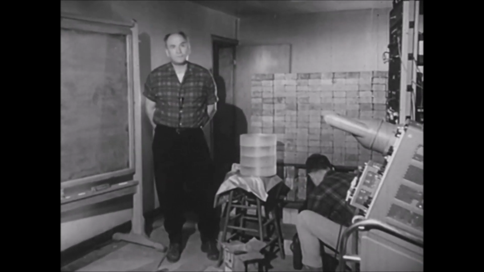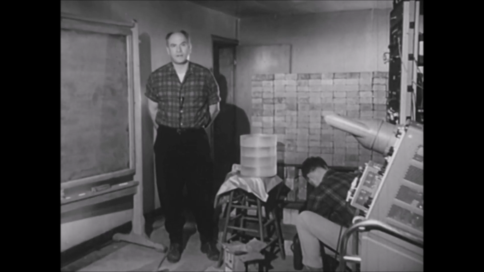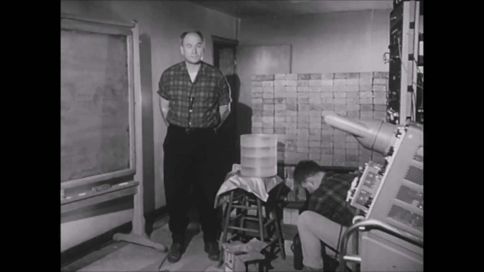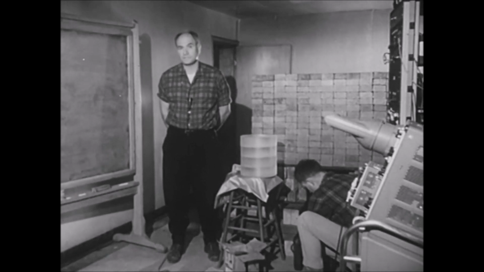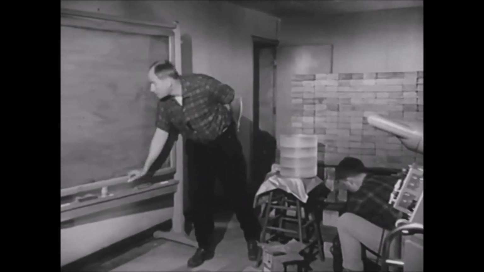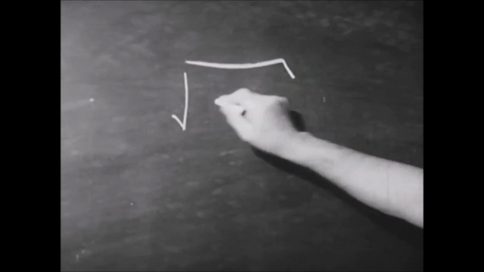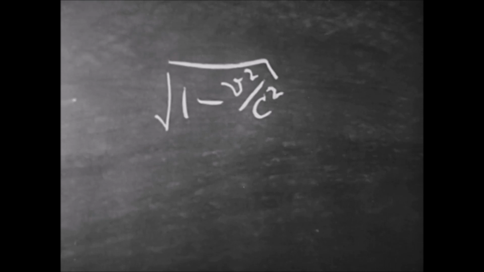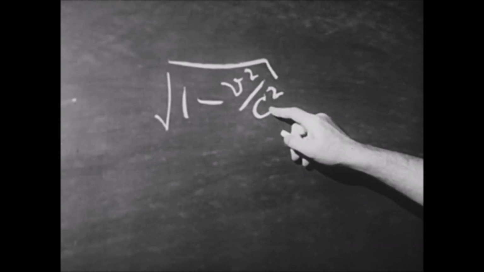One of the most startling predictions of the theory of special relativity is that moving clocks run slow by a factor, the square root of 1 minus v squared over c squared, where v is the speed of the clock relative to the observer and c is the speed of light.